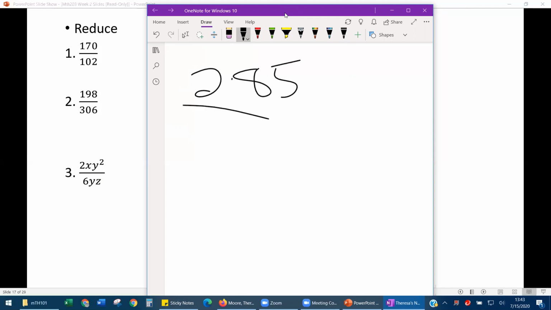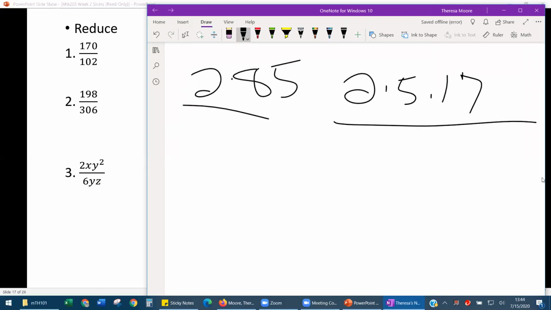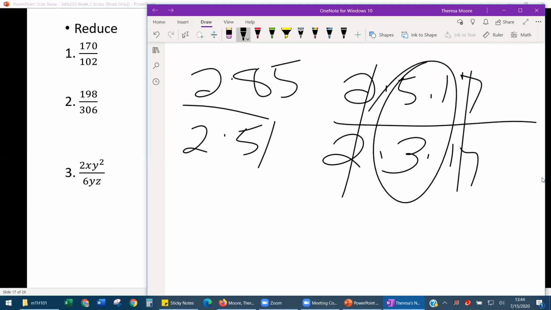But 85 then I know breaks down. So that's 2 times, I know 5 goes into 85, what, 15 times? No, 17 times. So that's my top in prime factors. The bottom, 2 times 51, right? And 51, let's see, 3, yeah, 3 goes into 51. So 2 times 3 times 17. So 170 over 102, cancel the 2's and the 17's, I end up with 5/3.